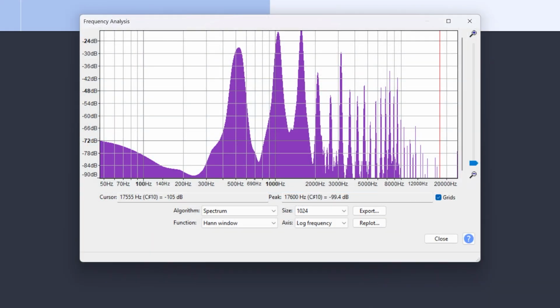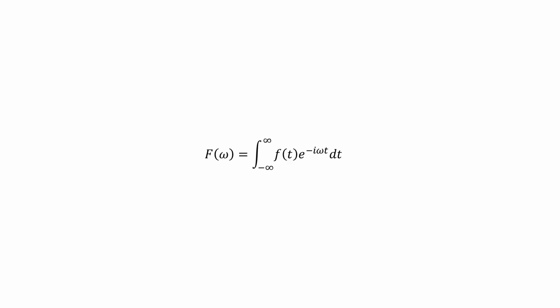This is how I got the components of the melodica in the additive synthesis example. Now, there are some important things to keep in mind about the Fourier transform.